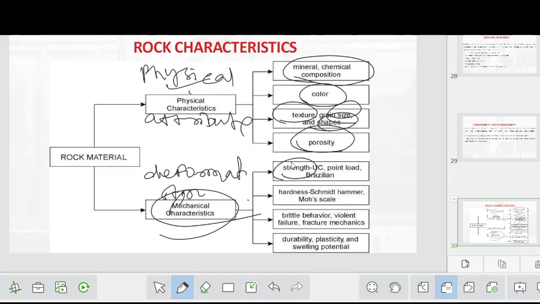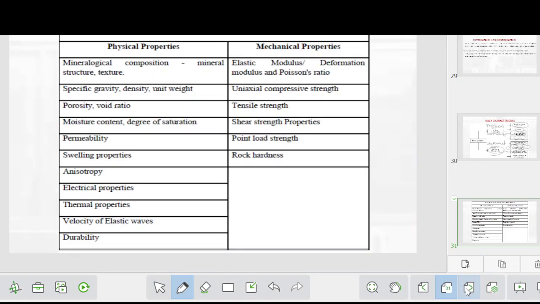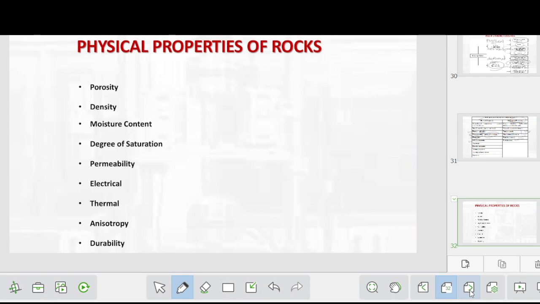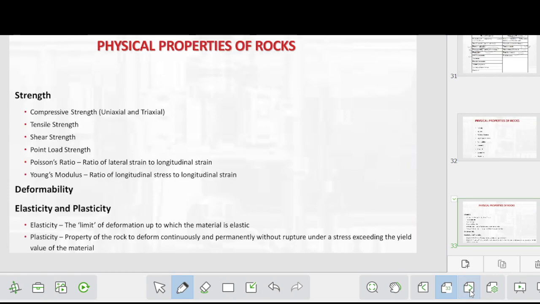It gives strength properties: point load, Brazilian index, hardness, Schmidt hammer test, Mohs scale, brittle behavior or ductile behavior. So these are all mechanical characteristics of the rock material. Some of the physical properties are porosity, void ratio, moisture content, degree of saturation, permeability, swelling properties. And rock hardness, point load index, uniaxial compressive strength, tensile strength are the mechanical properties. Let's talk about some of the physical properties.